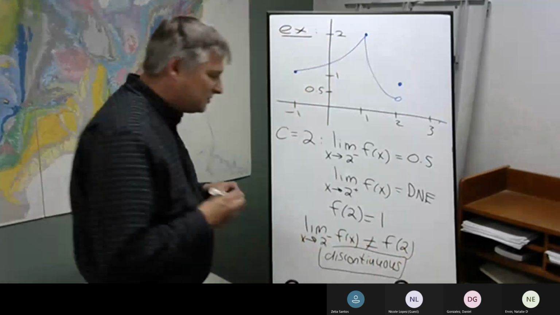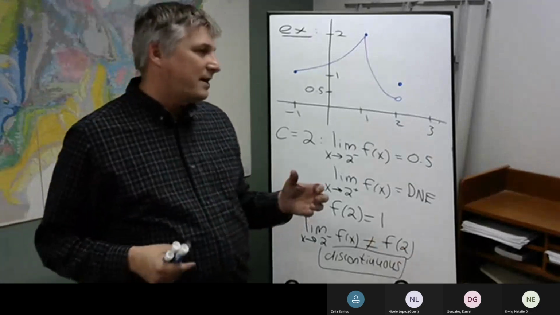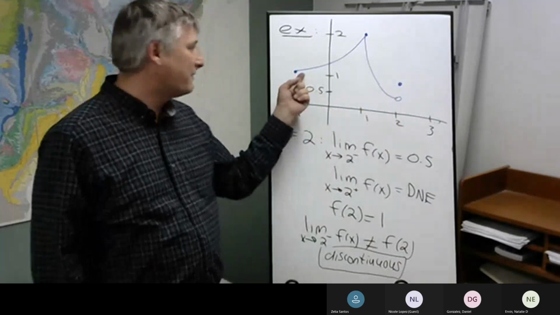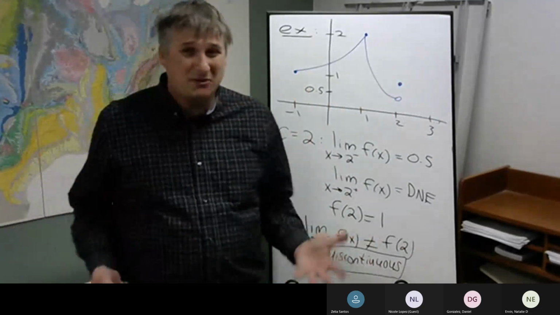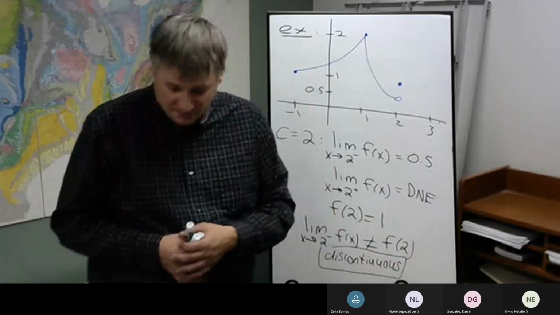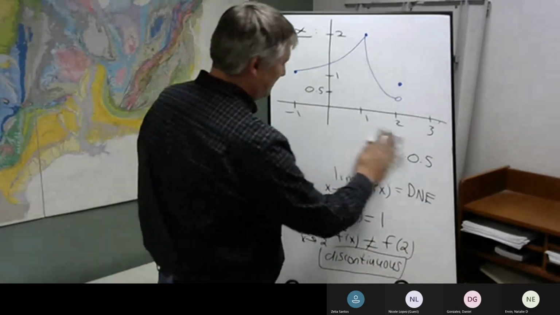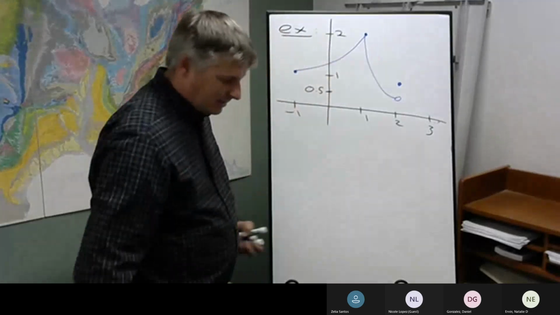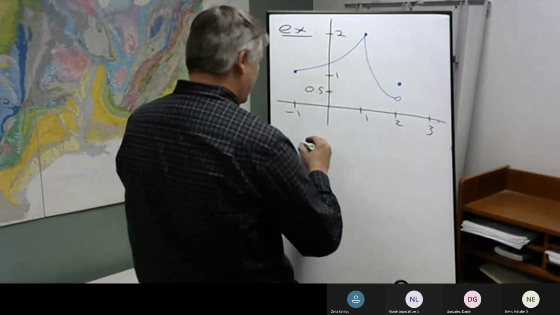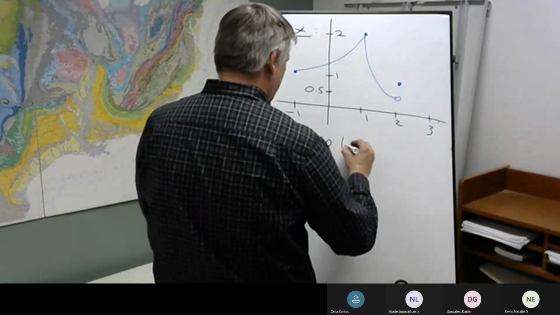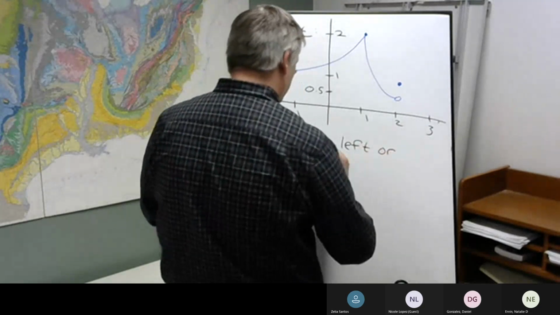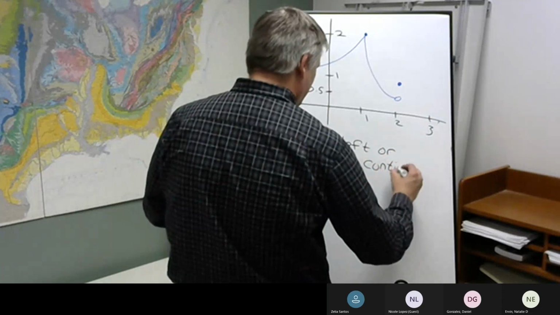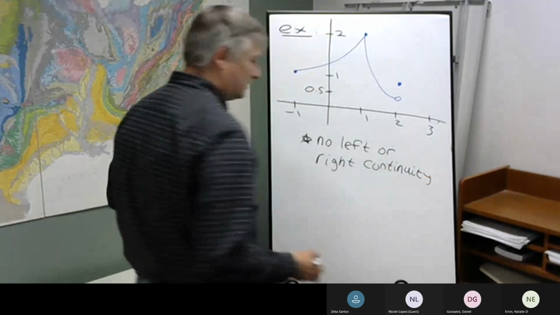Now, oftentimes, even though we don't have general continuity, we can usually get a left side or a right side continuity, like we have here for right side. But this one, we don't get either. So we don't get anything. So finally, I'm just going to make a note for that last one. There's no left or right continuity. Just not there.